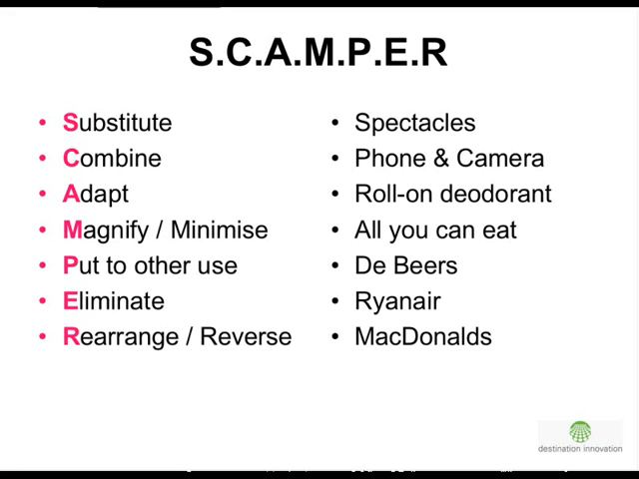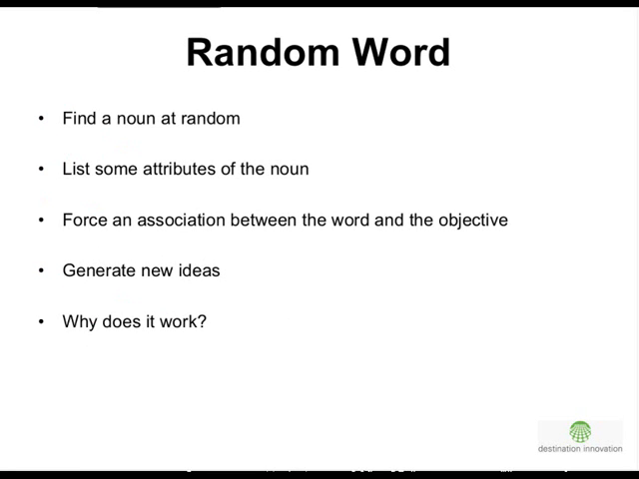So that's SCAMPER. I also want to cover another method, which is the random word. And the random word is a very powerful method, but a lot of people don't understand it or believe in it until they've seen it used. And what you do with a random word, and this, by the way, works for any kind of brainstorming or creative thinking challenge. It doesn't just work for new products, it works for anything. You write down the challenge on the top of the piece of paper, and then you find a noun at random from the dictionary.